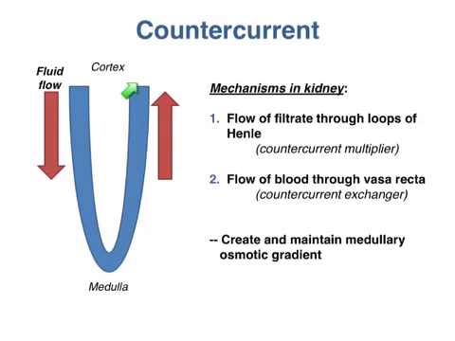Now, it's the flow of filtrate through the hairpin turn in the loop of Henle, this is called the countercurrent multiplier, that sets up the osmotic gradient in the medulla of the kidney, so that there is a high solute concentration deep in the medulla, and a lower solute concentration up near the cortex.